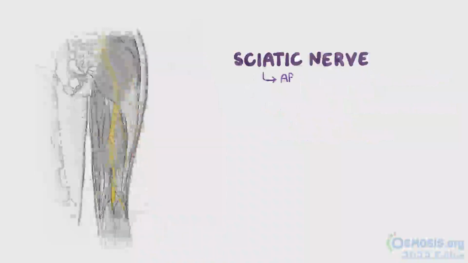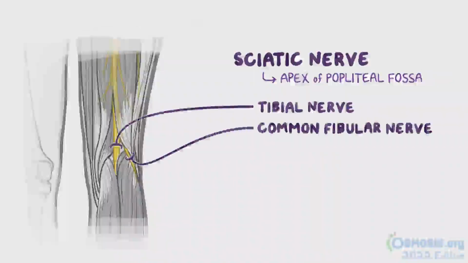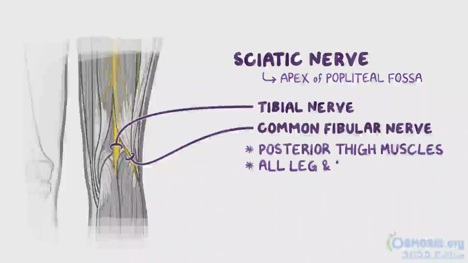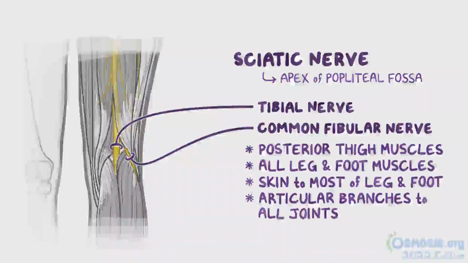When it reaches the apex of the popliteal fossa, the nerve separates into the tibial and common fibular nerves, which are also considered its main branches. Now, the sciatic nerve supplies no structure in the gluteal region, but it does supply the posterior thigh muscles, all leg and foot muscles, and the skin of most of the leg and foot. It also supplies the articular branches to all joints of the lower limb.